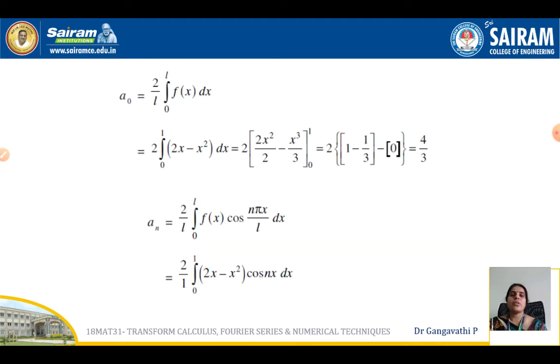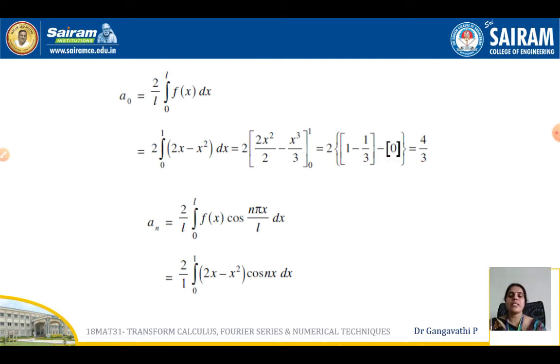So now we need to evaluate only a0 and an. The formula for a0 is 1 by L integral 0 to 2L f of x dx. Since f of x is an even function, integral 0 to 2L can be written as 2 times integral 0 to L. That is the formula here. Now let us substitute for L: 2 by 1 integral 0 to 1, 2x minus x square dx. Let us integrate now. Integration of 2x is 2x square by 2, and integration of x square is x cube by 3. Substitute the limits between 0 and 1. So 2 times 1 minus 1 by 3 minus 0 is equal to 4 by 3.